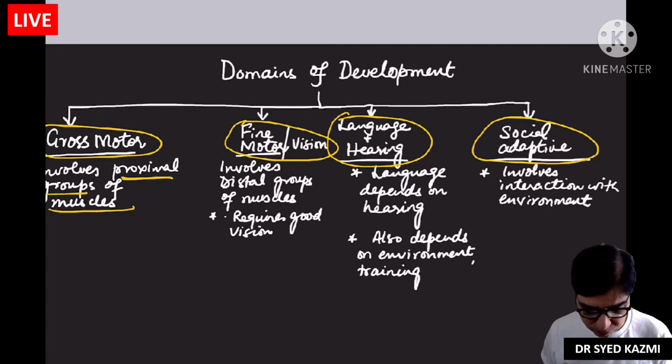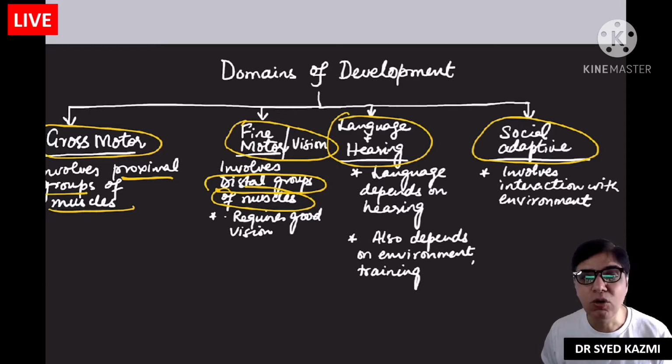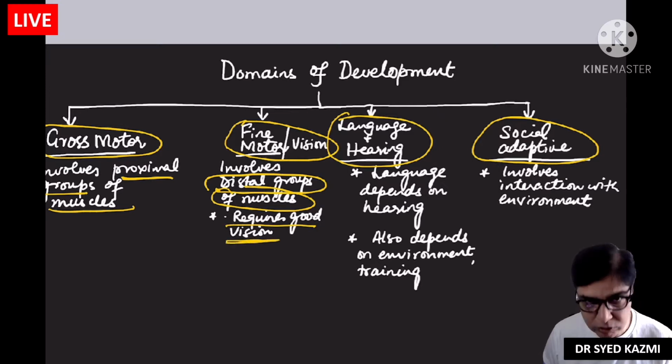So over a period of time, as he's not able to see, he might not be able to develop his fine motor control. So fine motor control is related with your distal group of muscles, so your interossei, the lumbricals, the small muscles of the hand and the palm. And it also deals with your vision, so it requires a child to have good vision. So whenever you are assessing the fine motor domain, you also assess the vision. You should also keep it in mind. So whenever there is a problem with fine motor control, always assess the vision as well.